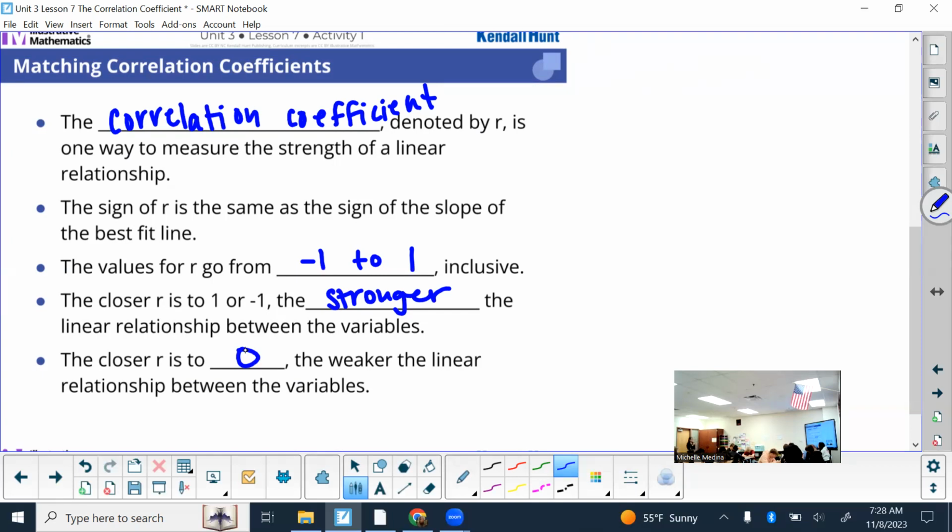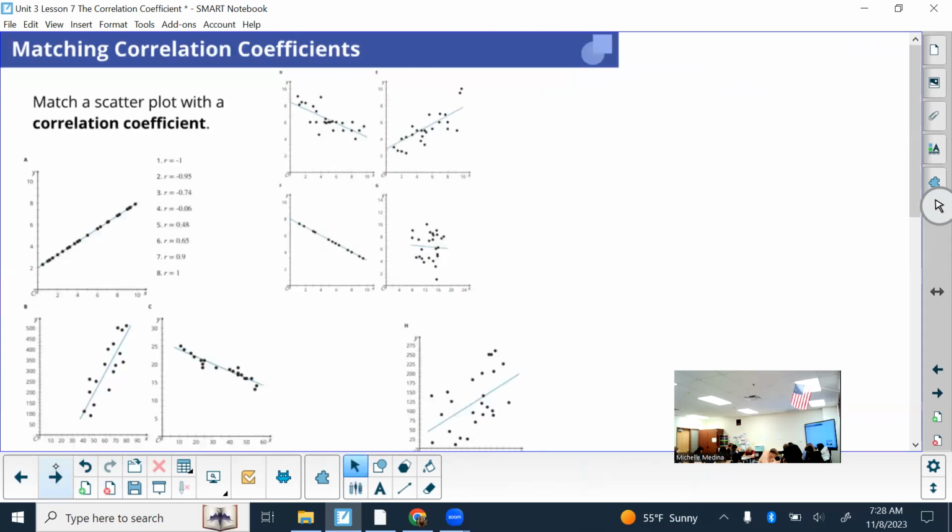Questions on that vocabulary? Again, do not confuse R value with residuals. They're different. All right, so then moving on to the activity.